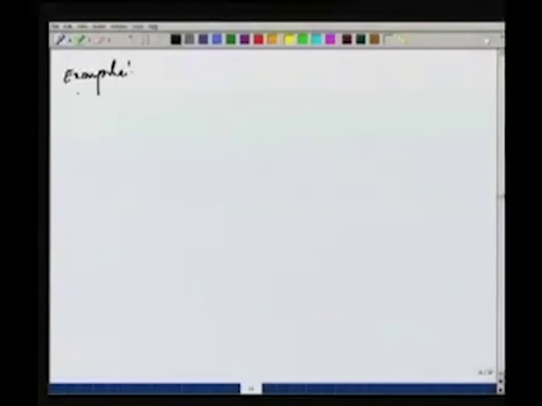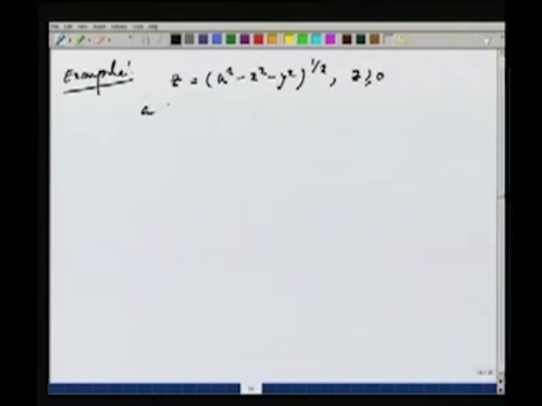Now to exhibit this, I will look at an example of a particular function and a particular surface, and I will try to integrate the function over the surface. So in the example, let me look at the upper hemisphere of the sphere, that is z equals (a square minus x square minus y square) whole to the power half, and z is bigger than or equal to 0, a belonging to R, a strictly bigger than 0.